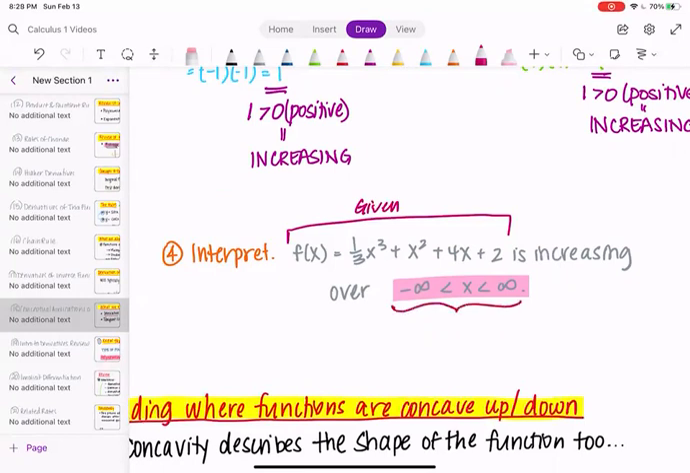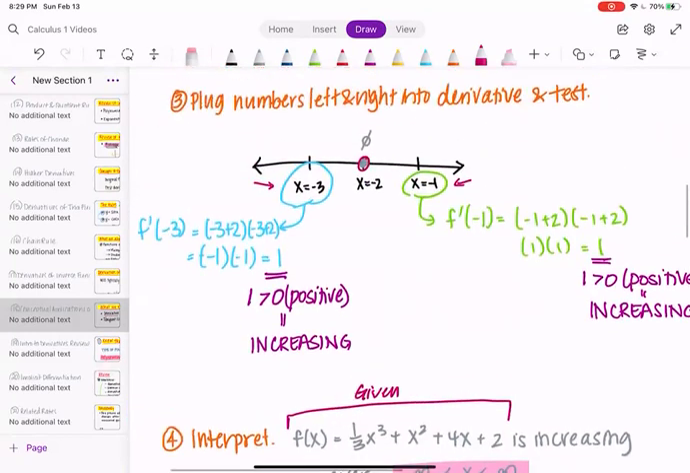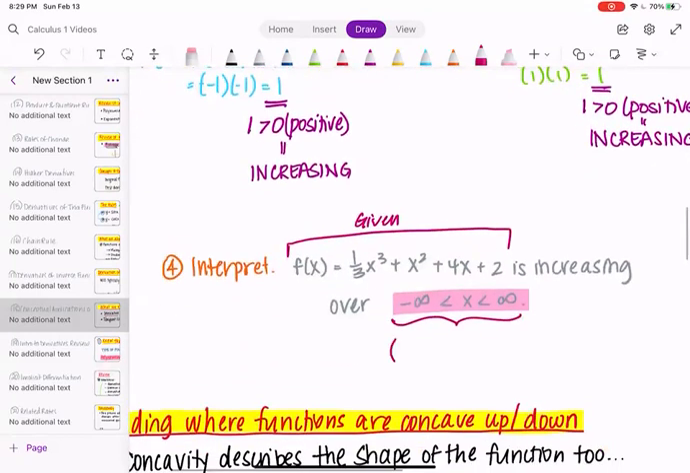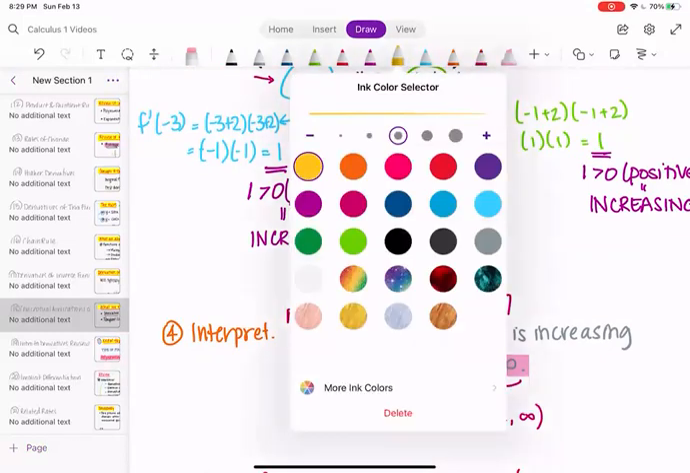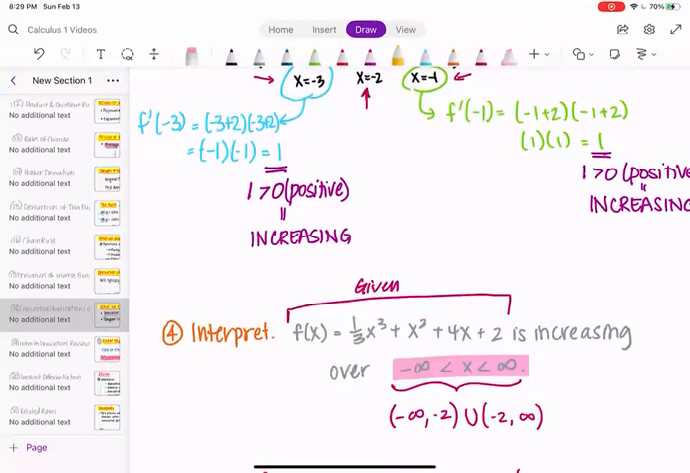And you could also write that by saying, usually what they like to do is they like you to break it out into sections based on what your critical value was, right? So you could say that this is -infinity to -2 union, which means we're combining these two things, to infinity, which is essentially the same thing as this one up here, but it's written in the way that a lot of math teachers like to receive it, right?